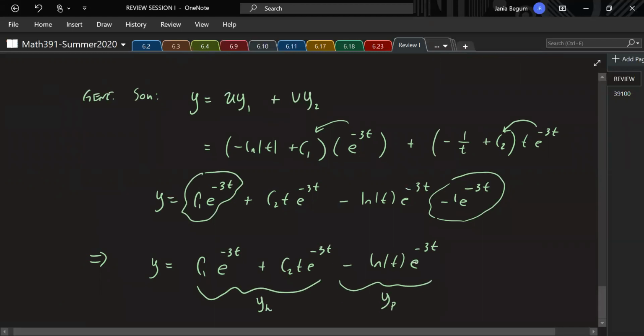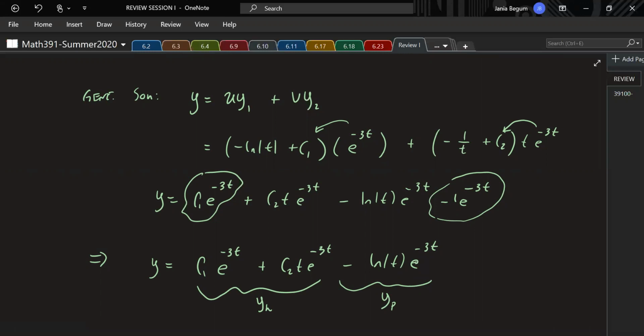So any questions on that? Professor, would you mark it wrong if I left it as negative e to the negative 3t at the end? Oh, so you didn't put them together? No. Oh, I'll take a point off. Not much, just 1 point.